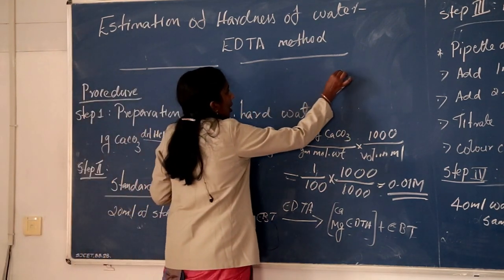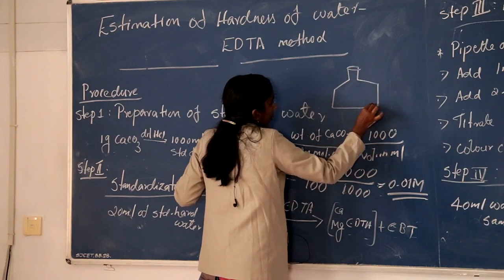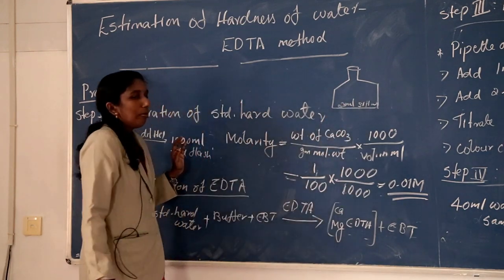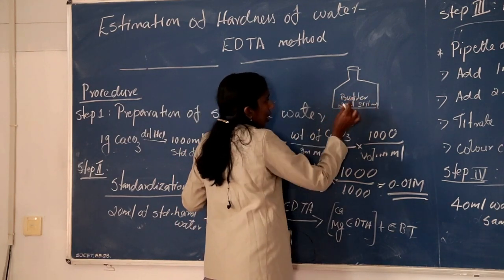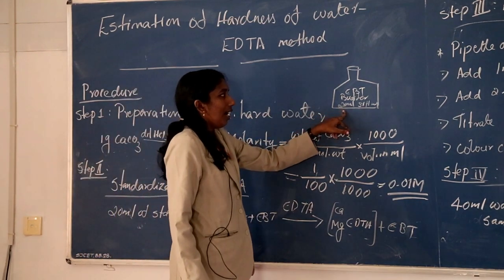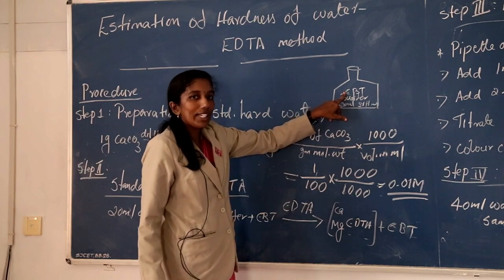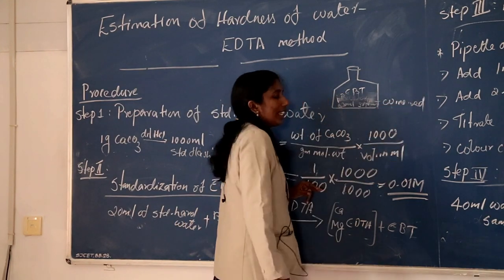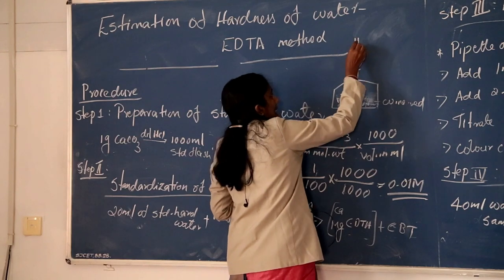First, we take 20 ml of this standard hard water into a conical flask. Then, to maintain the pH, we add 1 ml of buffer solution, then EBT indicator. Okay, first take 20 ml of standard hard water, then add 1 ml of buffer solution, then add 2 to 3 drops of eriochrome black T indicator. The color of the solution is wine red, a wine red colored complex is formed. Then this solution is titrated against EDTA.